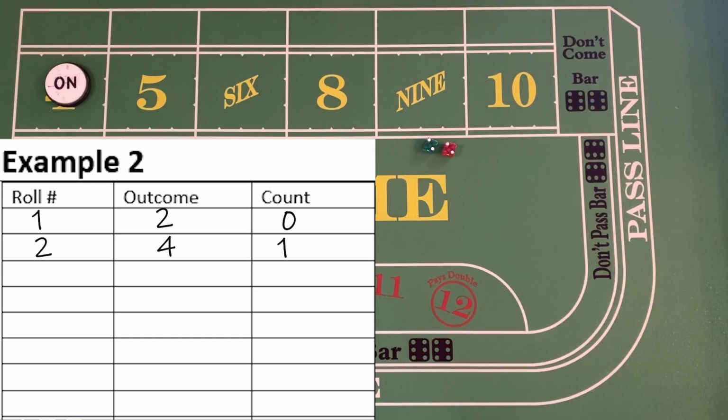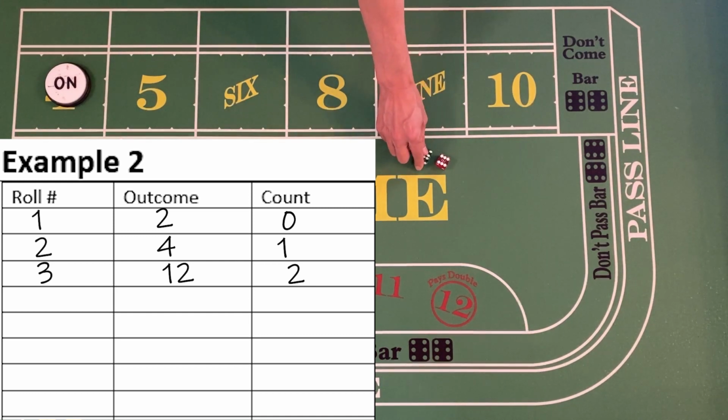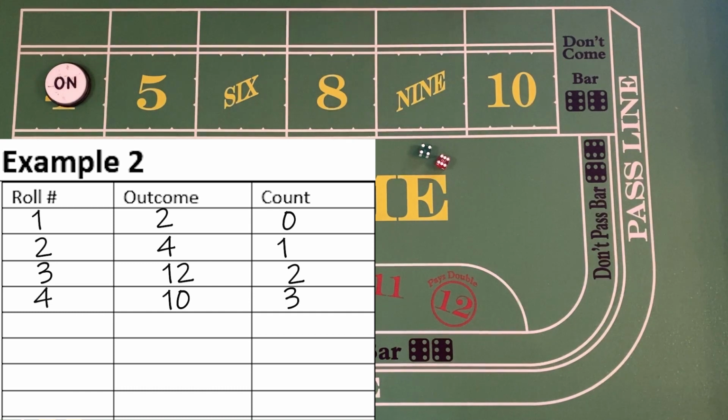Now again, the next 3 rolls, regardless of the outcomes, are counts 2, 3, and 4. So let's say the shooter throws a 12 on his 3rd roll. And then on the 4th roll, he throws, we'll say a 10. So the count now is 3. And on the 5th roll, the shooter throws, we'll say a 6. So now we're on a count of 4.